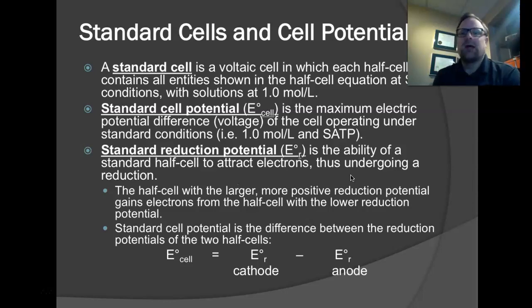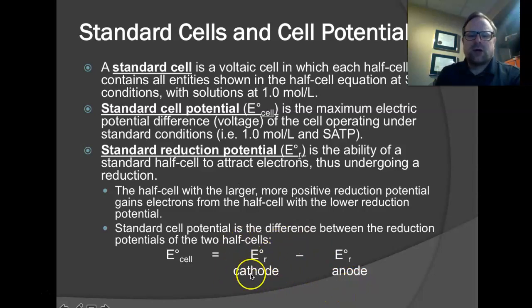Very, very simple. It's what we've been doing throughout the whole unit so far. To calculate the standard cell potential of a particular voltaic or electrolytic cell, all we do is take the difference between the reduction potentials of the two half cells. And in particular, it's always cathode minus anode. Okay, so C minus A.